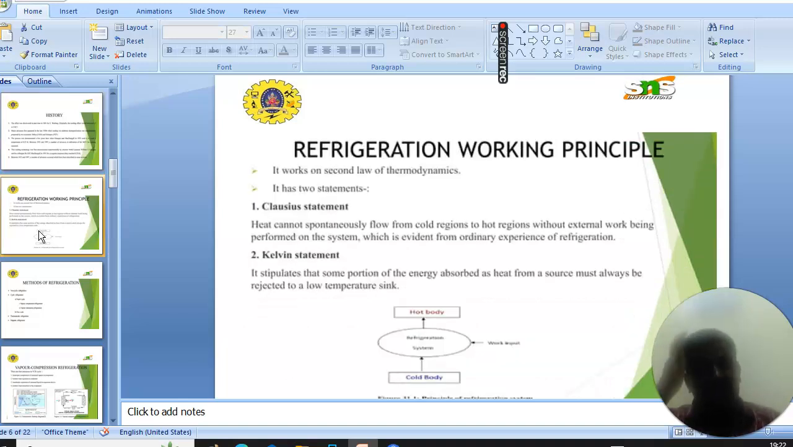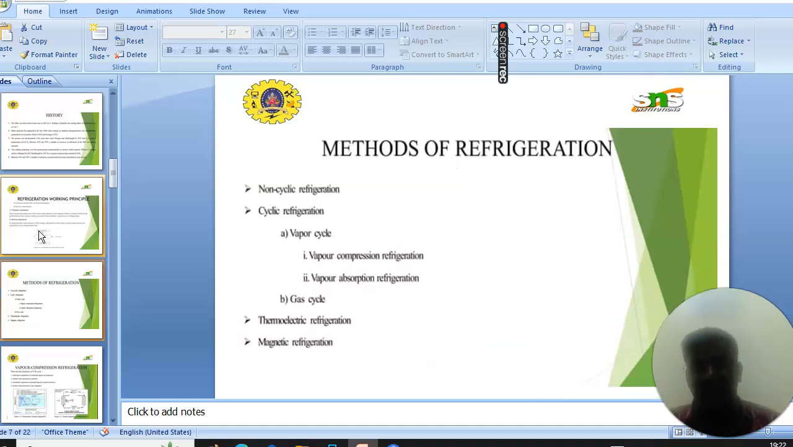Next we will see the working principle of refrigeration. It works on the second law of thermodynamics. The first is the Clausius statement: heat cannot spontaneously flow from cold regions to hot regions without external work being performed on the system, which is evident from ordinary experience of refrigeration. The Kelvin statement stipulates that some portion of the energy absorbed as heat from the source must always be rejected to the lower temperature sink.